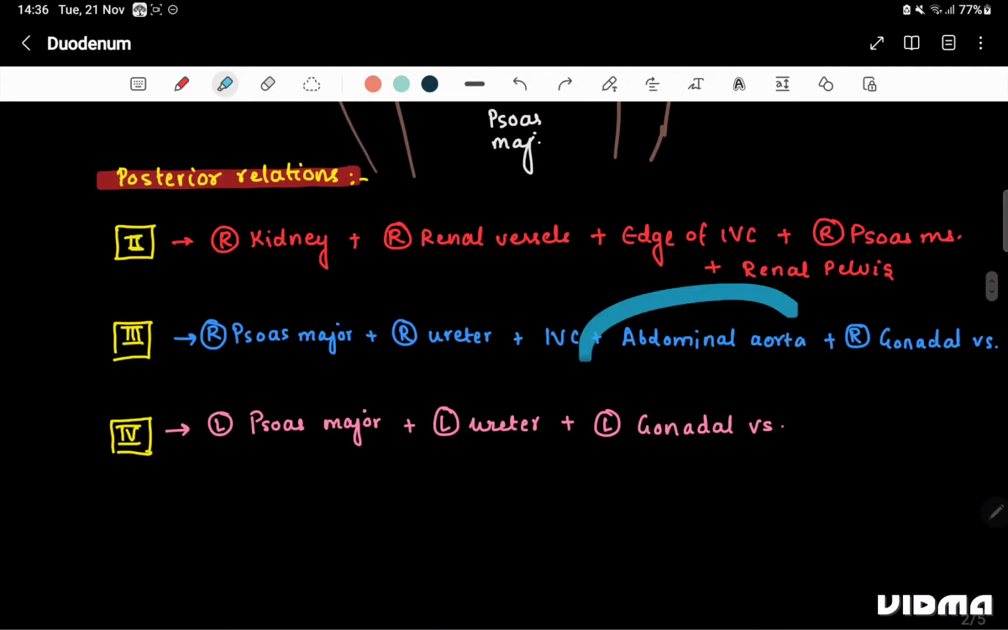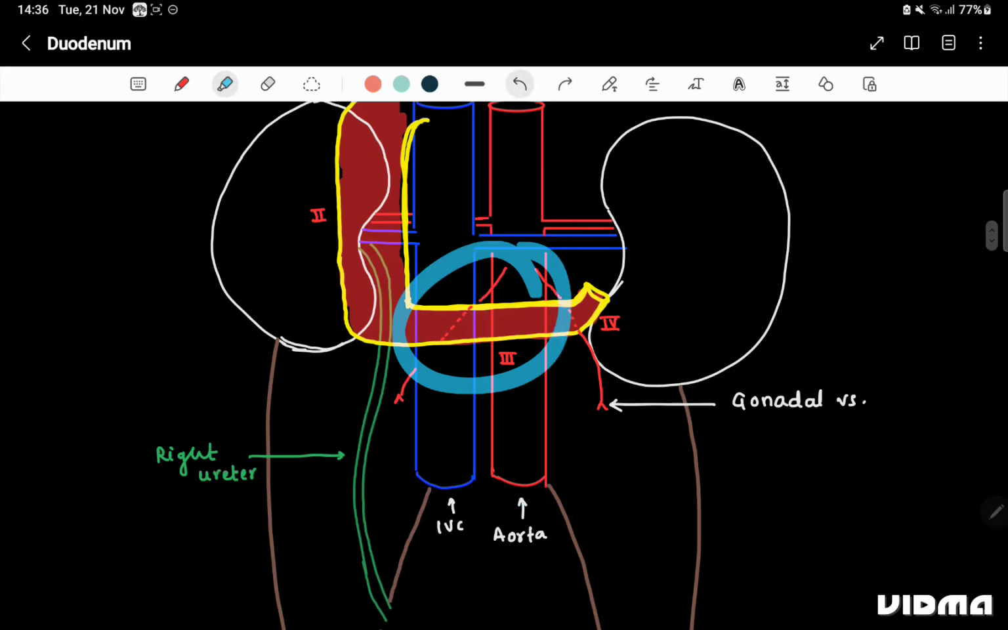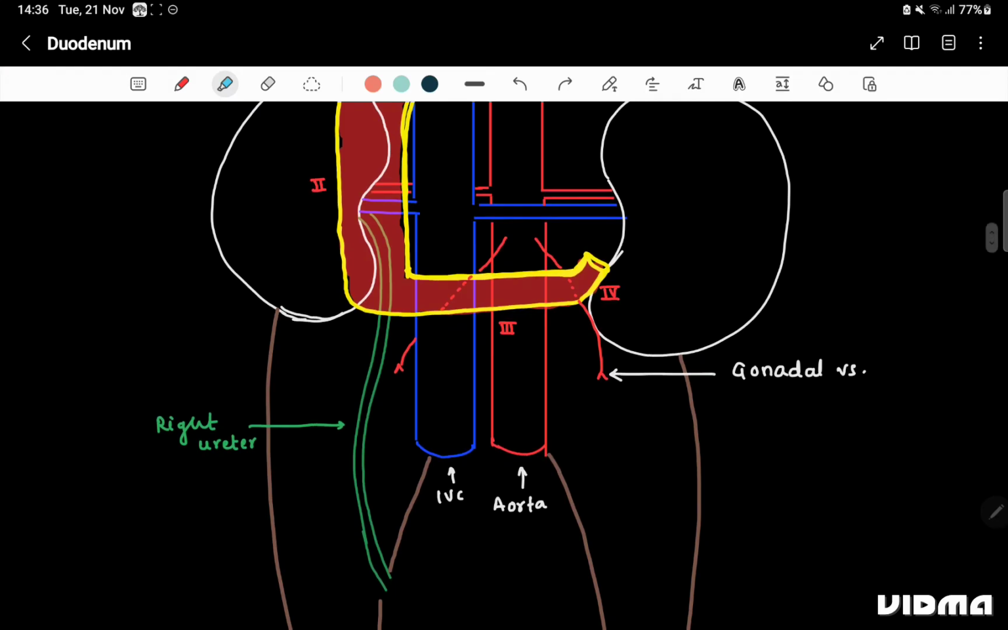We saw that the abdominal aorta and IVC both are forming posterior relations, and the right gonadal vessels, which I talked about, are also forming relations along with the aorta and the IVC. So these are the posterior relations of the third part. And let's talk about the fourth part.